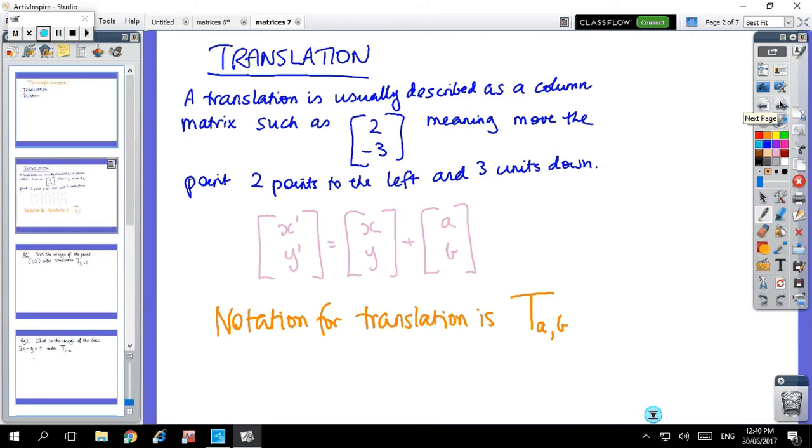So a translation is described as a column matrix, such as this example, meaning that the x number is being moved 2 points to the right. So we're adding 2, which means we're going to go to the right, and then we're going to move the y coordinate 3 points down. So here's how the matrix looks. The new point is the old point plus the translation, and the notation, it's easy, T for translation, and then they put 2 numbers with a comma in between. Copy that and come across when you're ready.